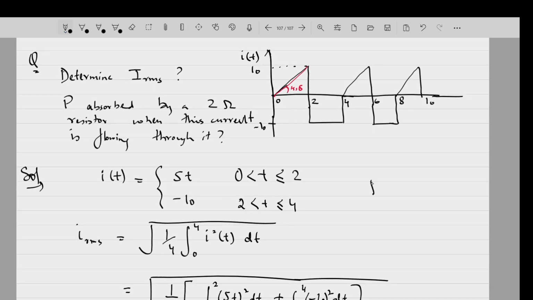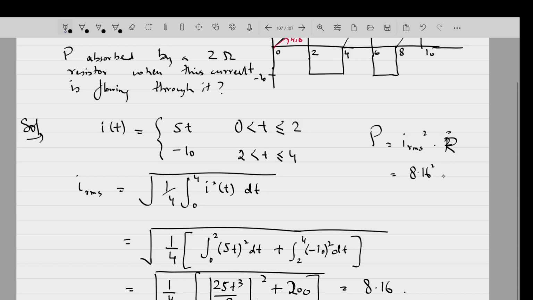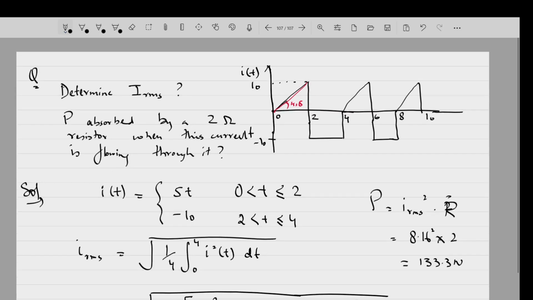Now simply, the power absorbed by this 2 ohm resistor will be I_RMS square R, that is 8.16 square into R, which is 2 here, that is 133.3 watts. Fine.